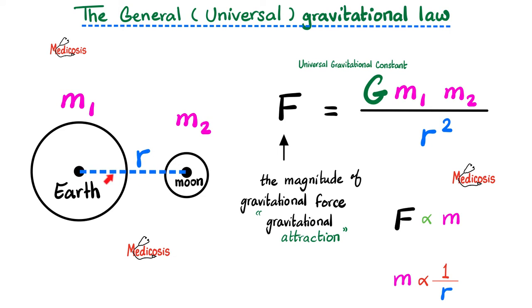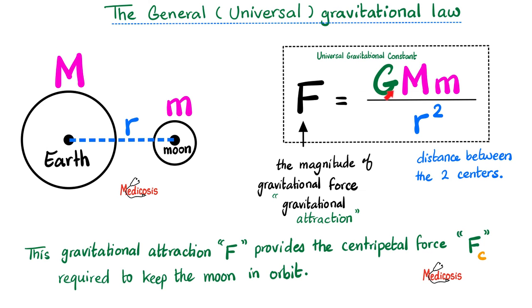So the greater the distance between them, the smaller the attraction force between them. Now you can simply say m1 and m2 for the mass of the first and the mass of the second, or even better, you can say big M and small m. Big M is the mass of the bigger one, and small m is the mass of the smaller one.